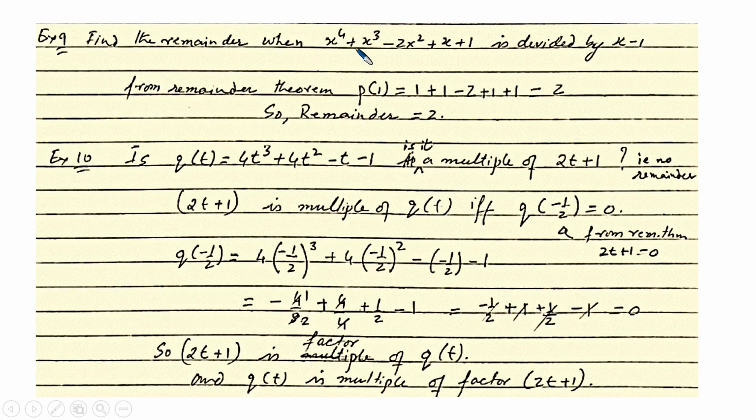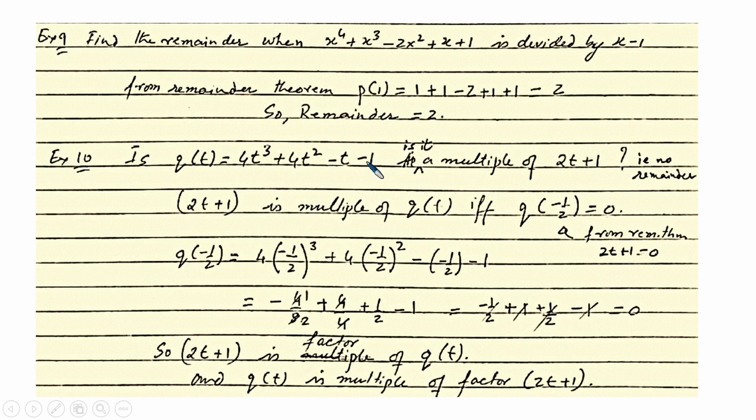Find the remainder when x to the power 4 plus x cube minus 2x square plus x plus 1 is divided by x minus 1. So how do you find the remainder? You substitute x equal to 1, that is P of 1. Now you substitute here and you will get 2. So the remainder is 2. So x minus 1 is not a factor of this polynomial, because you have a remainder 2 here.